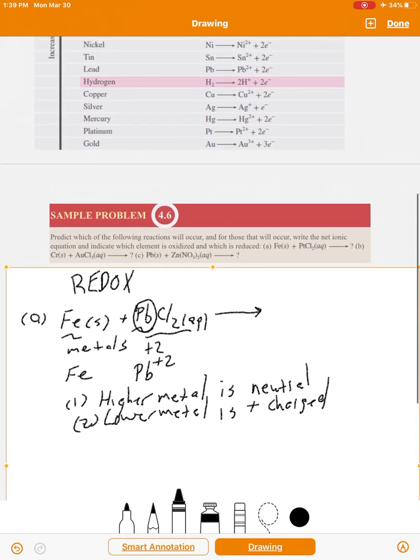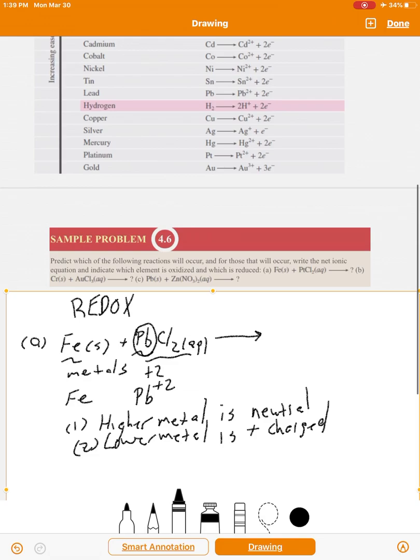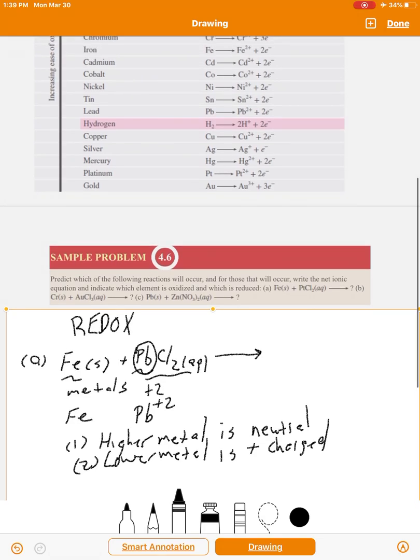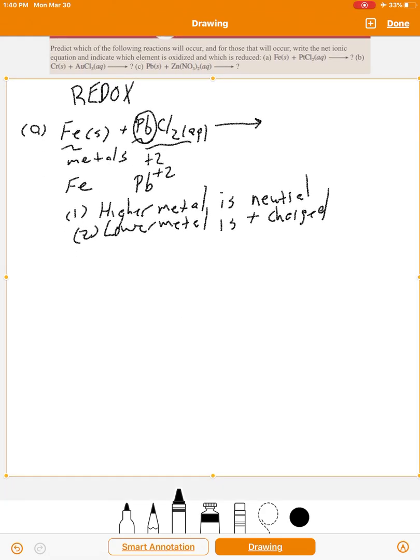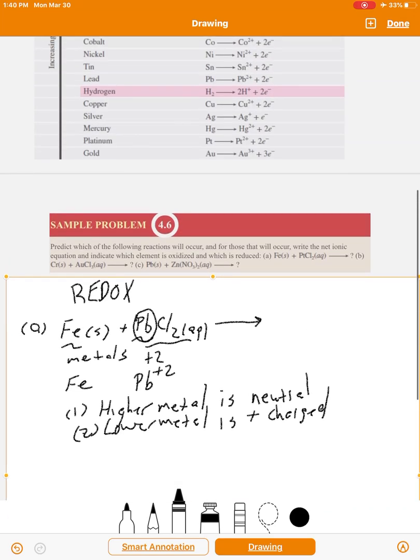So if we look at those two metals, iron and lead, the iron is the neutral one, and it's higher up. That means a reaction will take place. That has to be essentially those two criteria. The higher metal is neutral. So what do they get converted into? You just read off the table.